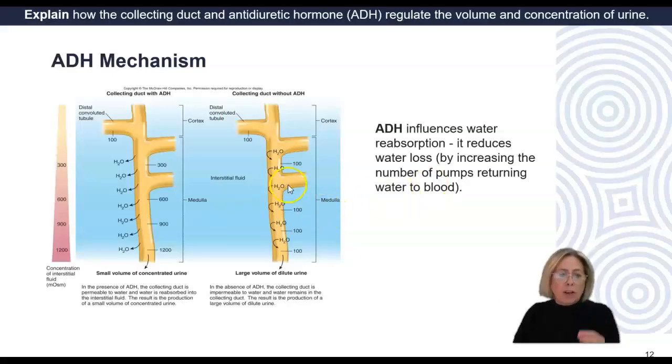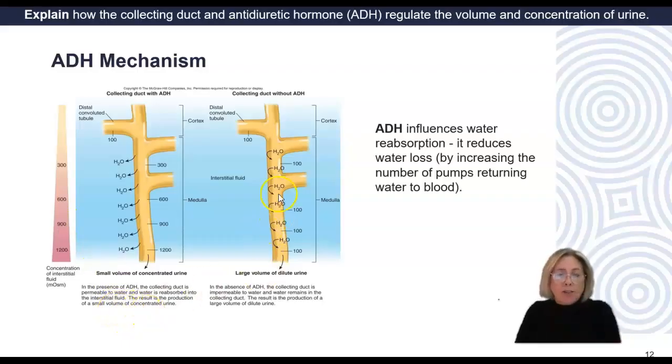And this will further clarify it for you here. In the presence of antidiuretic hormone, the collecting duct becomes permeable to water. Water is reabsorbed then into the interstitial fluid via osmosis, and then it'll be picked up by the vasa recta. And so the result then is the production of a small volume of concentrated urine.